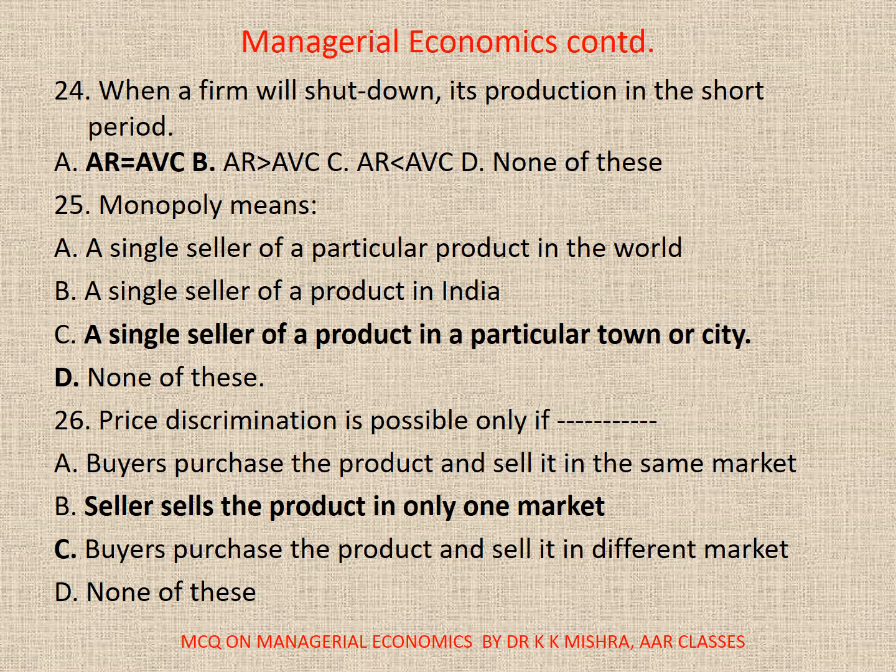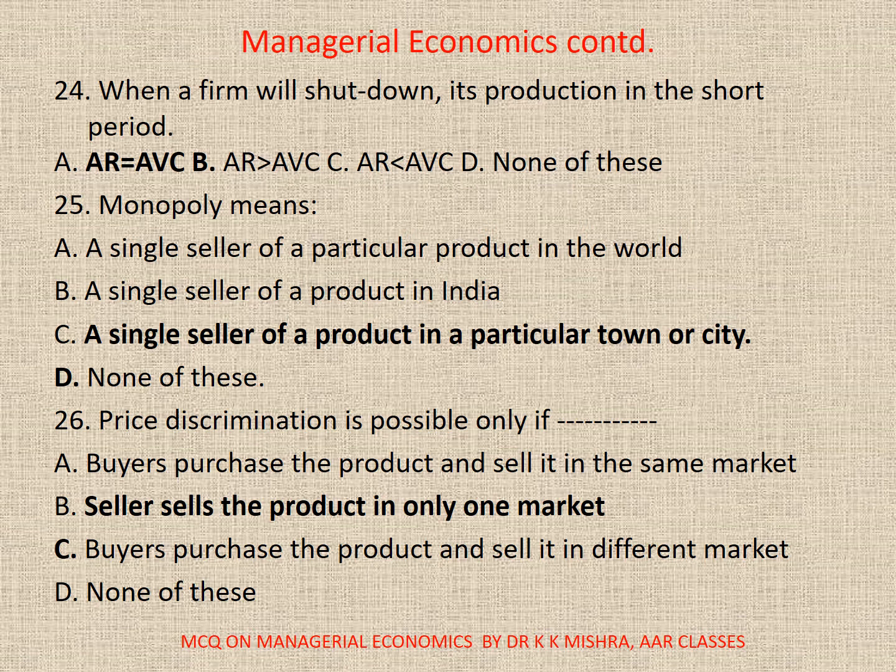24. When a firm will shut down its production in the short period, A, AR is equal to AVC, average variable cost, or B, AR is greater than AVC, or C, AR is less than AVC, or none. Correct option is A, AR is equal to AVC, average variable cost. 25. Monopoly means, correct option is C. A single seller of product in a particular town or city.